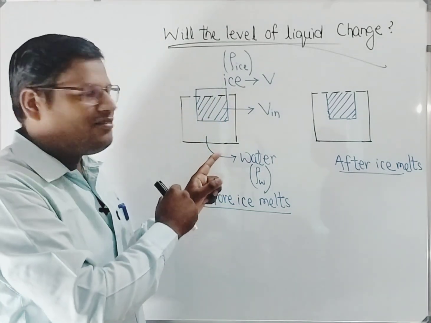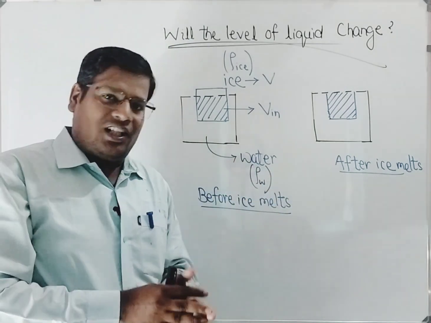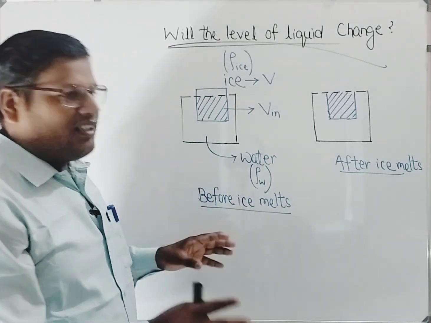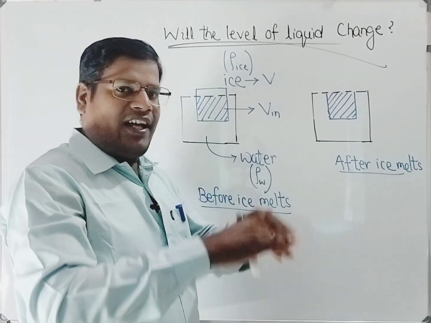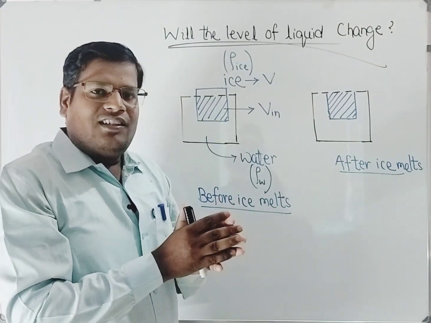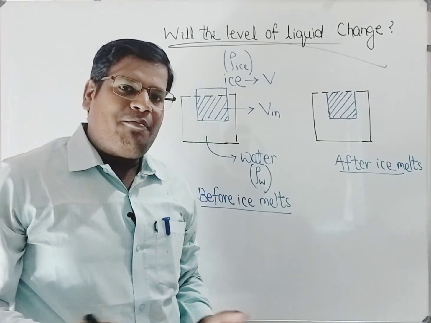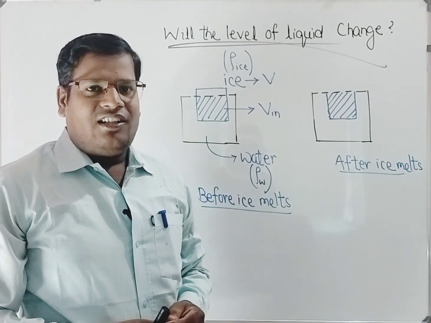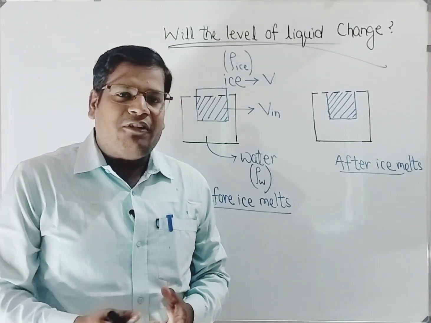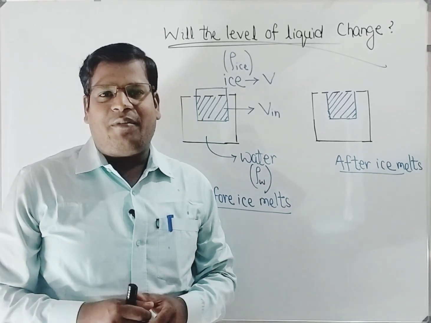cuboidal box, right? So the question is, if this ice cube melts completely and becomes water, then what will happen to the level of the liquid in the container? Will the level of liquid rise, so water has to overflow and come out of the beaker, or will the level of the liquid go down in the container? What will happen to the level of the liquid? We will be doing a detailed analysis, and mathematically we will calculate whether it will increase or decrease, or the level of the liquid will remain the same.